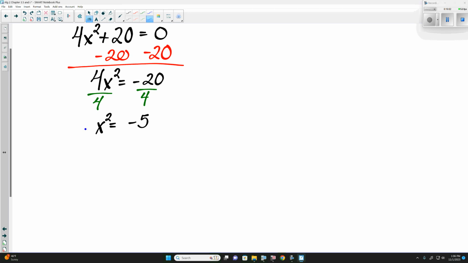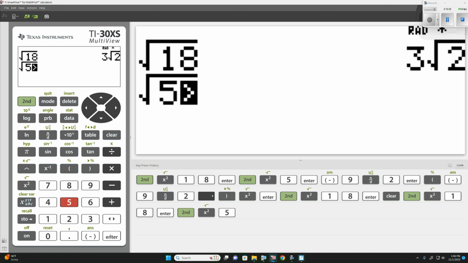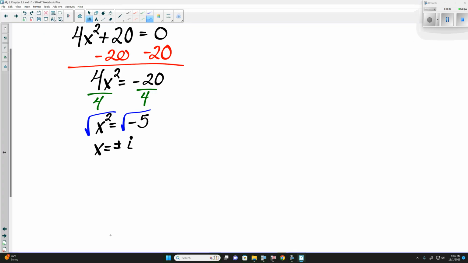And then we would square root both sides, x equals plus or minus the square root of negative 5. Well, the negative is going to come out as i, and we need to take the square root of 5. The square root of 5 is the square root of 5. It doesn't reduce. So we just leave it as the square root of 5.